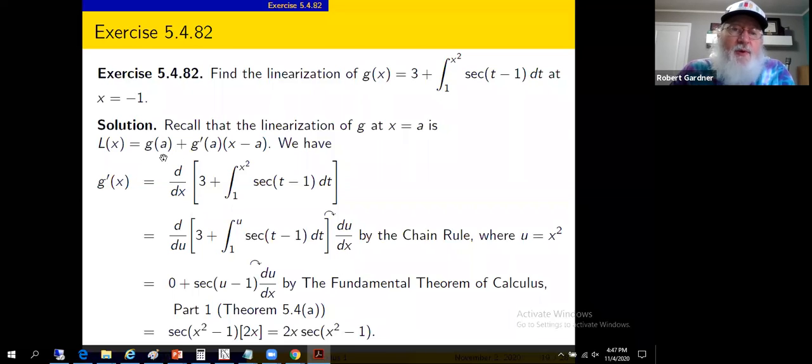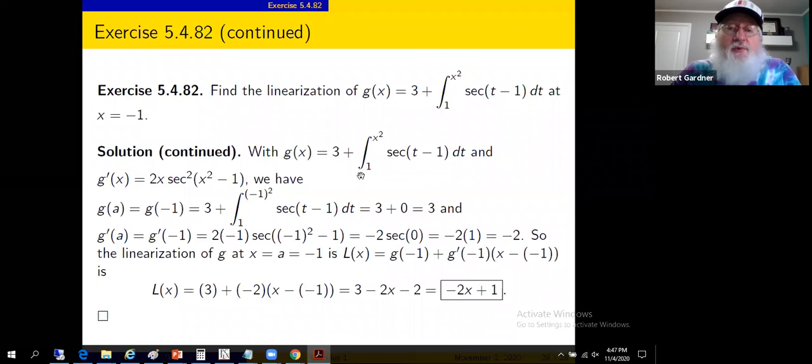So we found the derivative, we were given the function, and we were given the value a. So now it's a matter of plugging stuff in. Okay, so here's what g was. Here's what we had for the derivative from the previous slide. G of A was -1. We'll plug -1 into g. That goes in right there. There's where the x is. So we'll have an integral from 1 to (-1) squared of secant t minus 1 dt. That's an integral from 1 to 1. And integrals from a to a, those are always 0. It's got the same upper and lower bound. The value of the integral is 0. We just get 3 out for g.